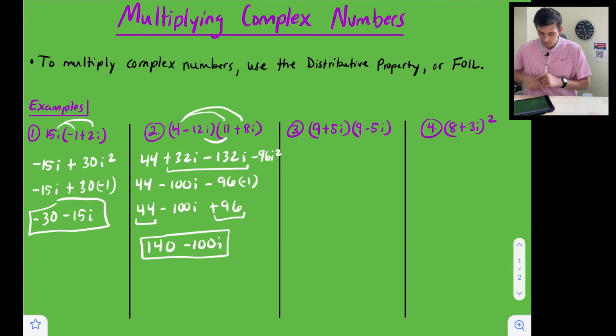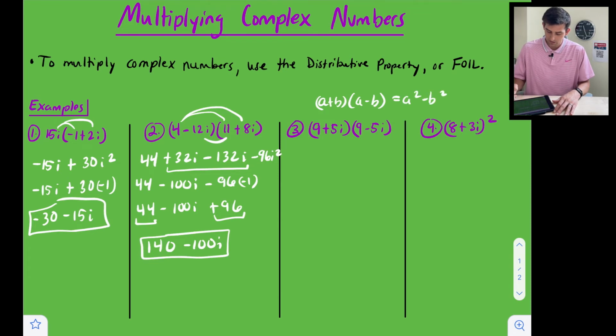All right, so now for number 3, we mentioned a minute ago that this is the sum and difference pattern. So we could FOIL this, but hopefully we remember this pattern from Algebra 1, and essentially our middle terms would cancel out if we FOIL this. So if we think about this being like a plus b times a minus b, it's going to give us a squared minus b squared, right?